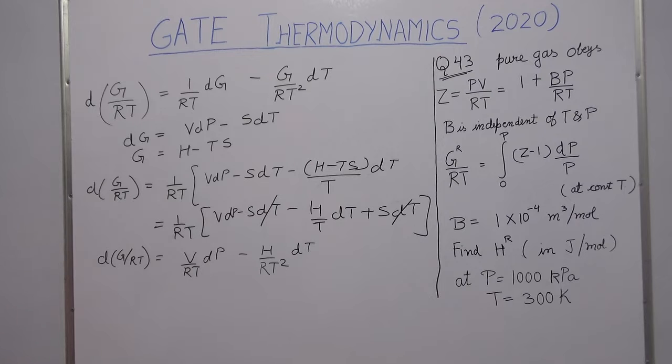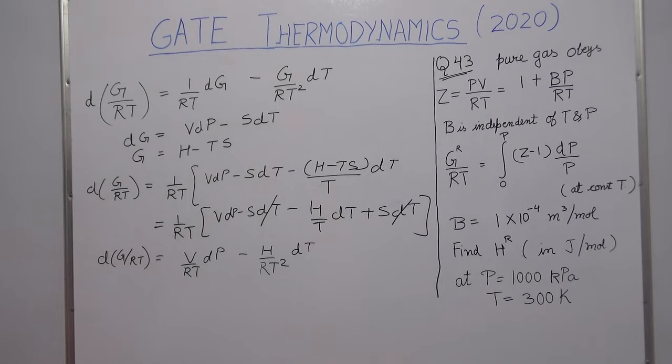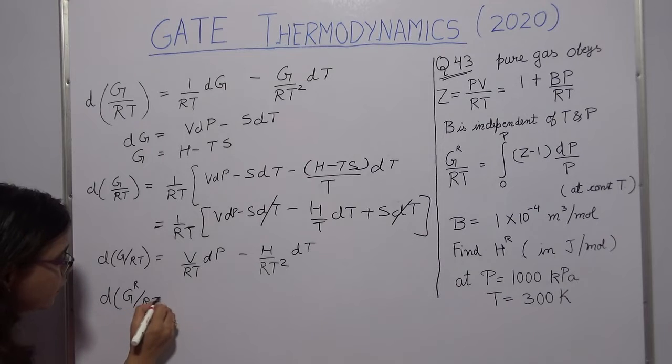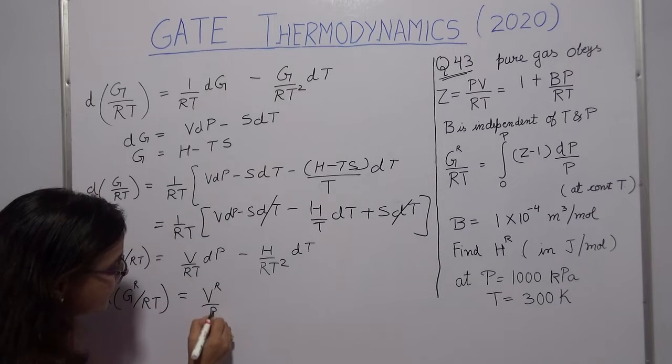Now they have asked you to calculate your HR. What is your HR? That is your residual molar enthalpy. If I am writing this for a species, I can write this for an ideal gas as well. And then if I write it for an ideal gas and subtract that ideal gas equation from this equation, then I can write this equation in terms of your residual properties. So I am going to write it like this.